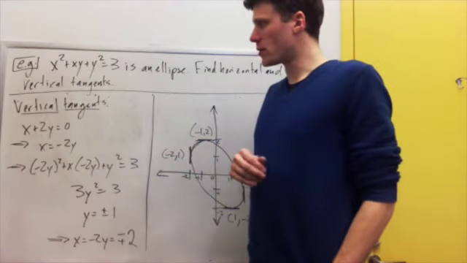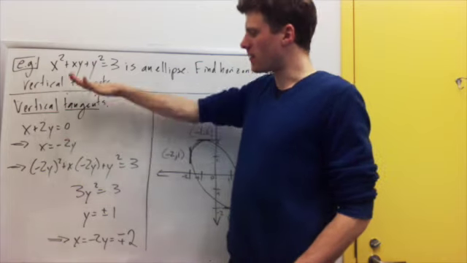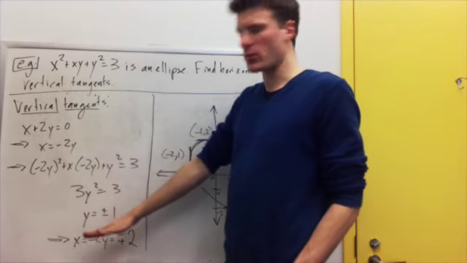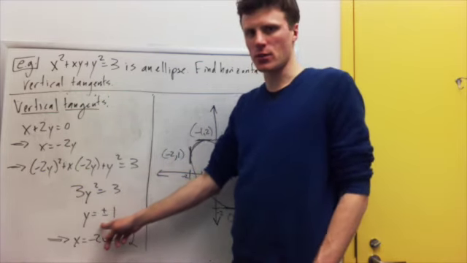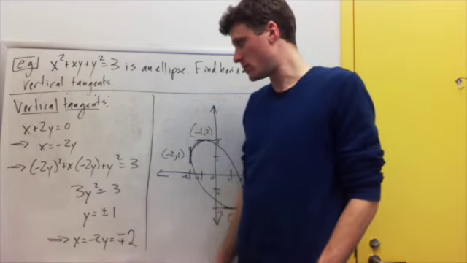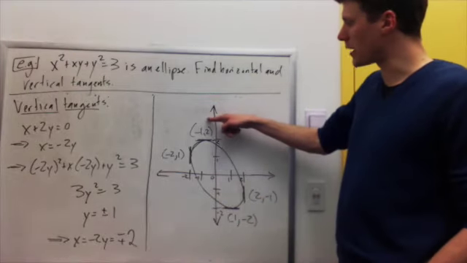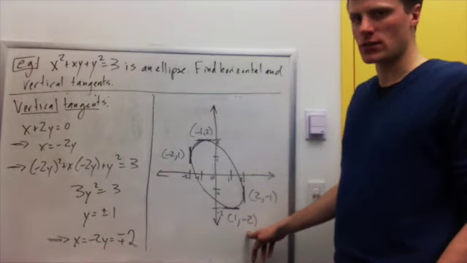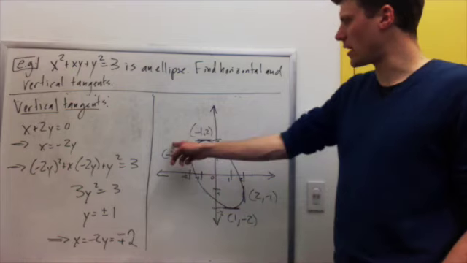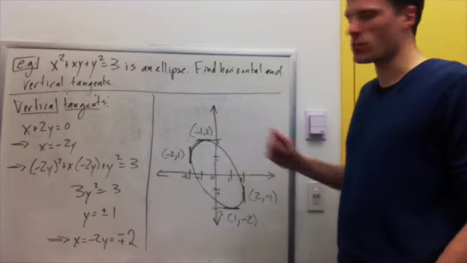Now to find where the vertical tangents occur, I set the denominator equal to 0. A very similar analysis to what we did before gives us y equal to plus or minus 1, and that gives me x equal to negative or positive 2. So that gives me my horizontal tangents at (negative 1, 2) and (1, negative 2), and vertical tangents at (negative 2, 1) and (2, negative 1). And there is my ellipse.